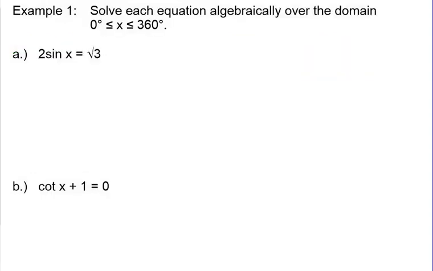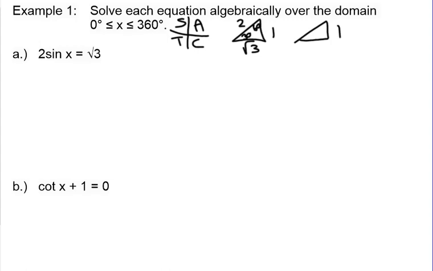So what does that look like? Solve each equation algebraically over the domain 0 to 360. So in this, we're going to give all of our answers in degrees, remembering our favorite rules like our stripper rule. We've got our 30-60 triangles, and we've got our 45-degree triangles. Those are very important things.